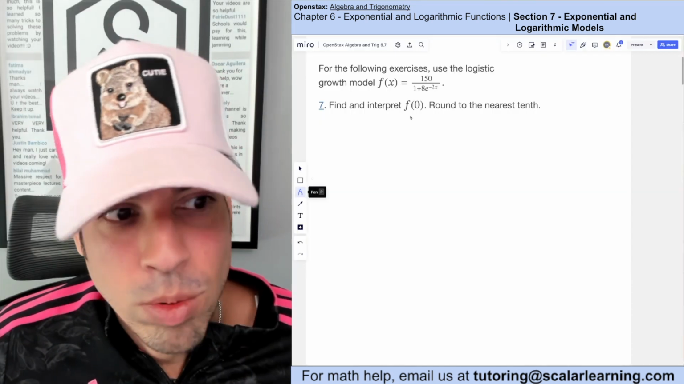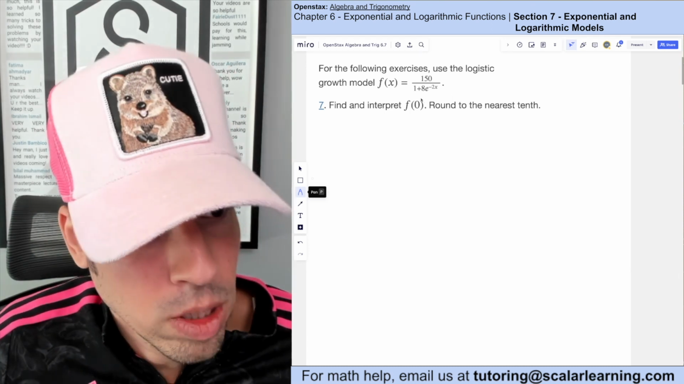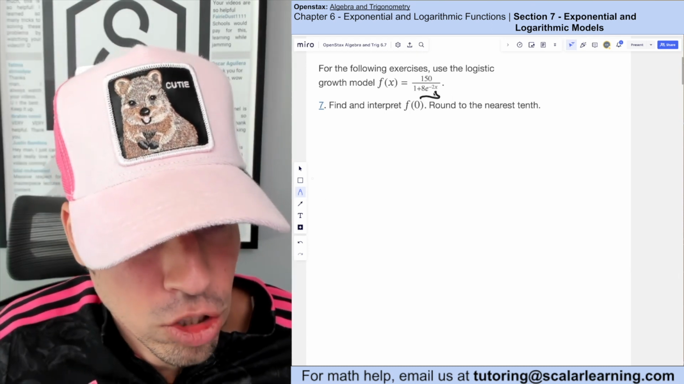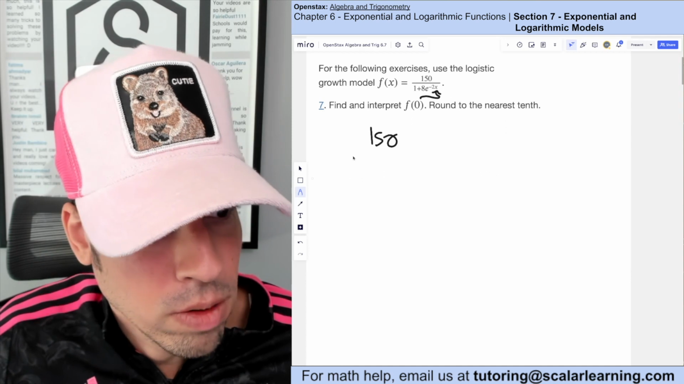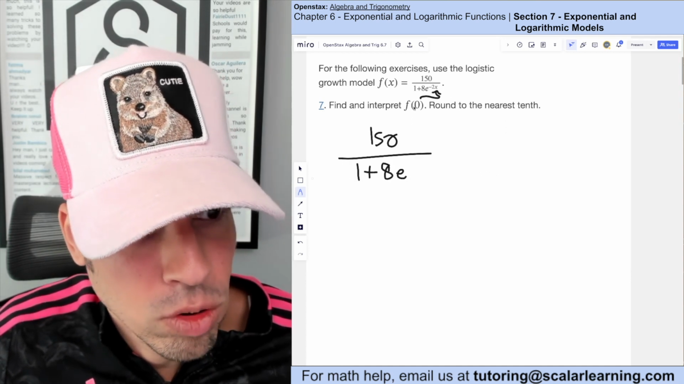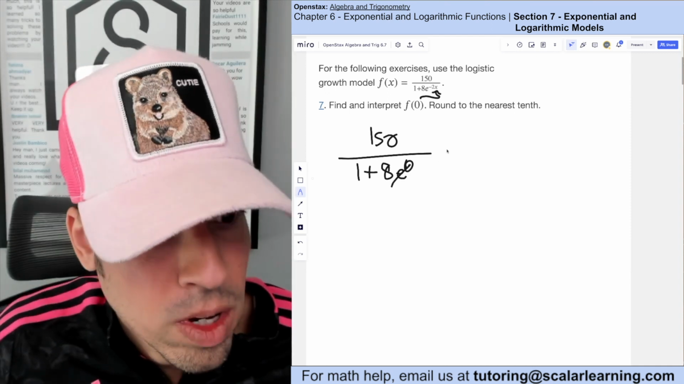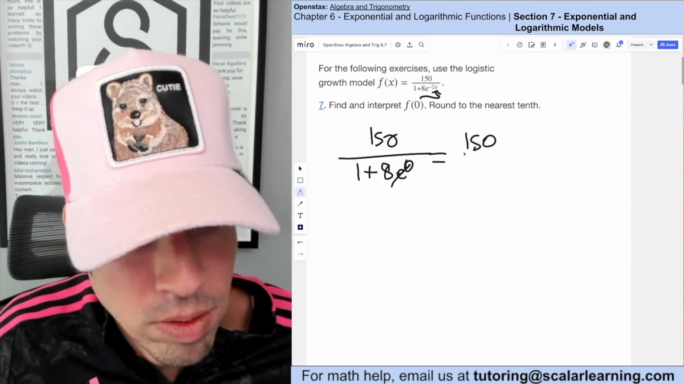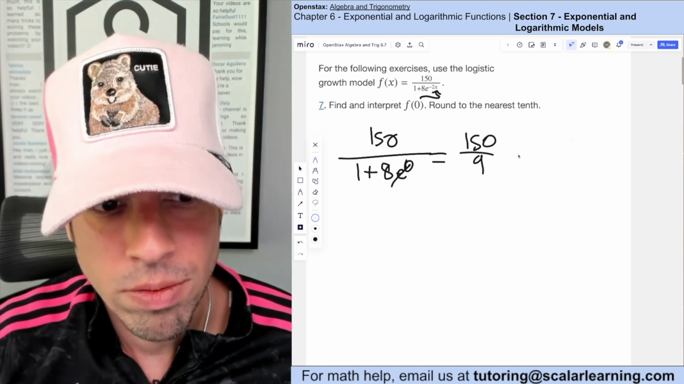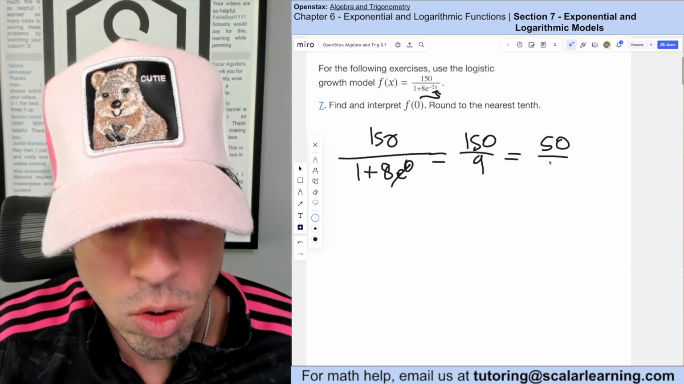Done. So for this one, it says find and interpret f of 0 for this logistic model. What it means is we're just basically plugging 0 in for x here. So we have 150 over 1 plus 8 e to the negative 2 times 0, which is just 0. e to the 0th power, or anything to the 0th power, is 1. So it just becomes 150 divided by 9. Then top and bottom can be divided by 3, and we get 50 over 3.